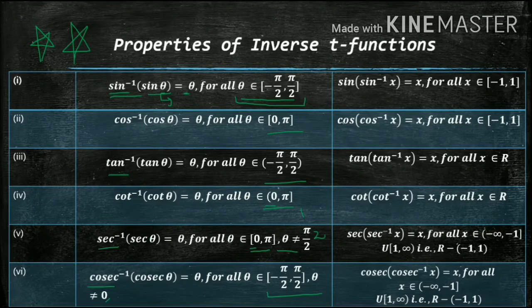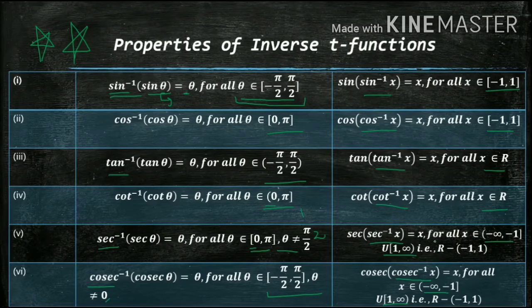Now coming to this part. Whenever sine inverse or any inverse trigonometric function is inside, like in all these cases, then you will just write the domain for the inverse trigonometric function. Minus 1, 1, minus 1, 1. All real numbers, minus infinity to minus 1 union 1 to infinity, minus infinity to minus 1 union 1 to infinity.